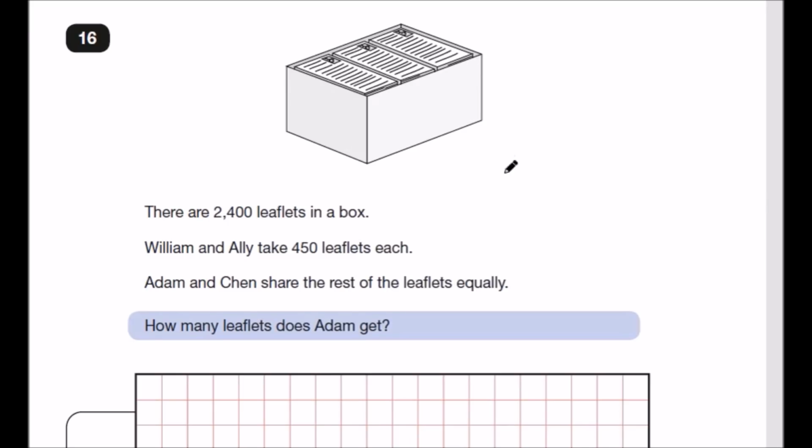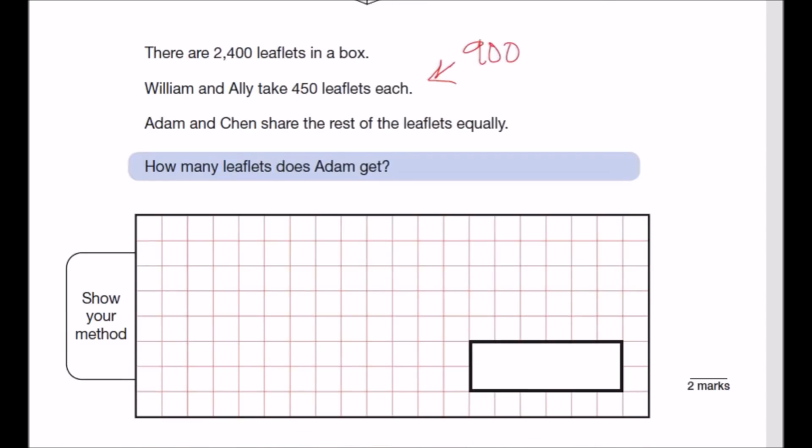Okay, so it seems interesting. Let's break it down easily. Because William and Ali take 450 each, that means they take a total of 450 plus 450, which should give you 900. Then we remove 900 from the box. So let's do that first to see how many are left.